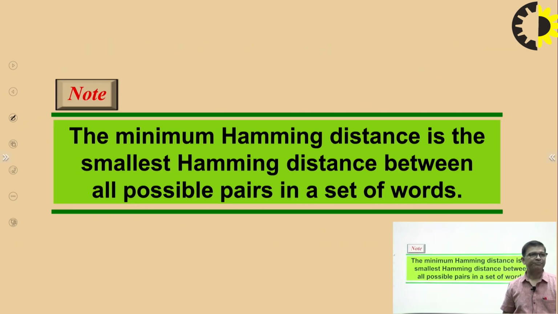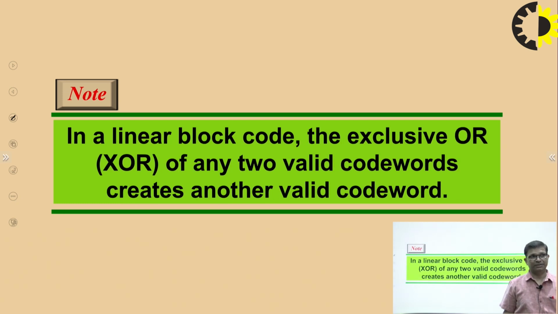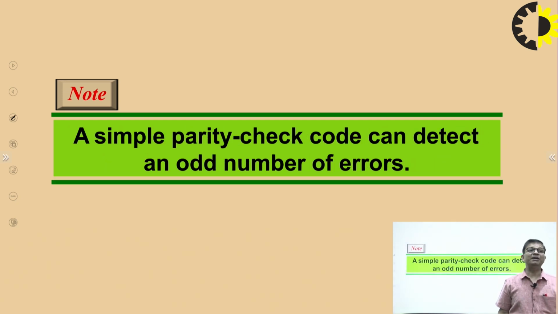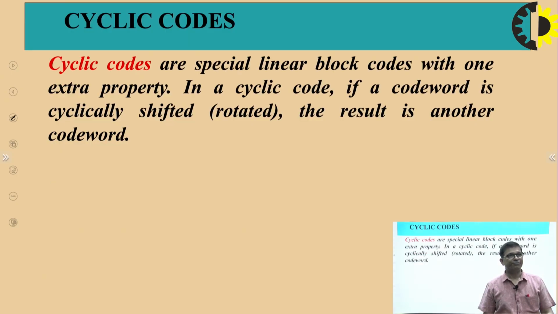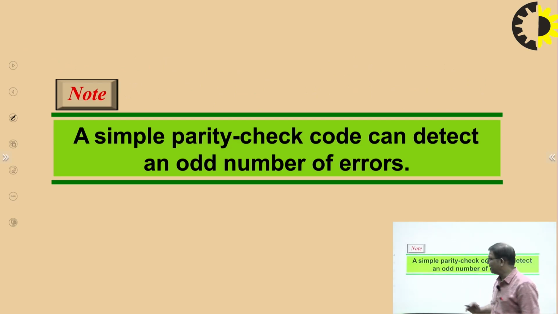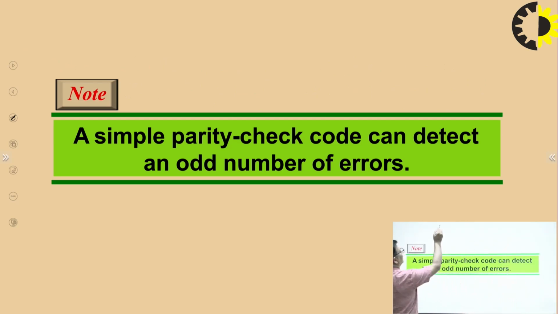Okay. So minimum Hamming distance is the smallest Hamming distance between all possible pairs in a set of words. A simple parity bit check code can detect an odd number of errors. This is the first method to detect and correct the error. Okay. So how can you apply it? Let's say this is the data 1, 2, 3, 4, 5, 6, 7.